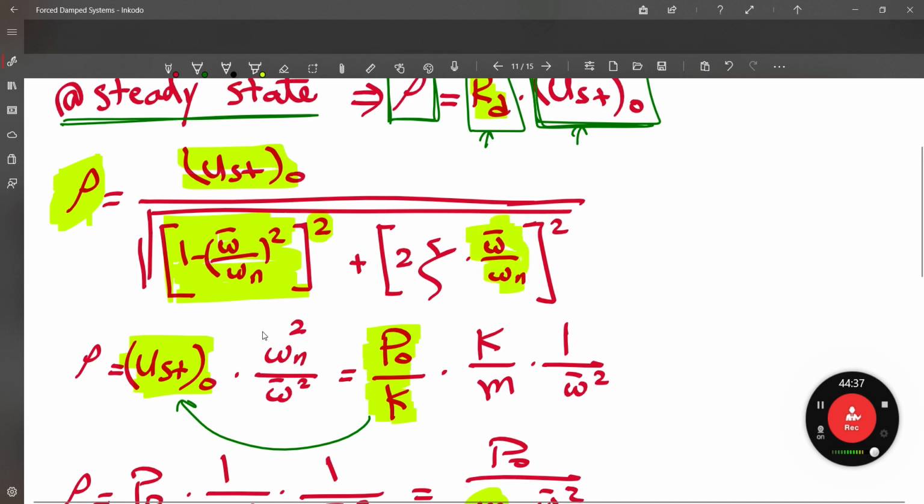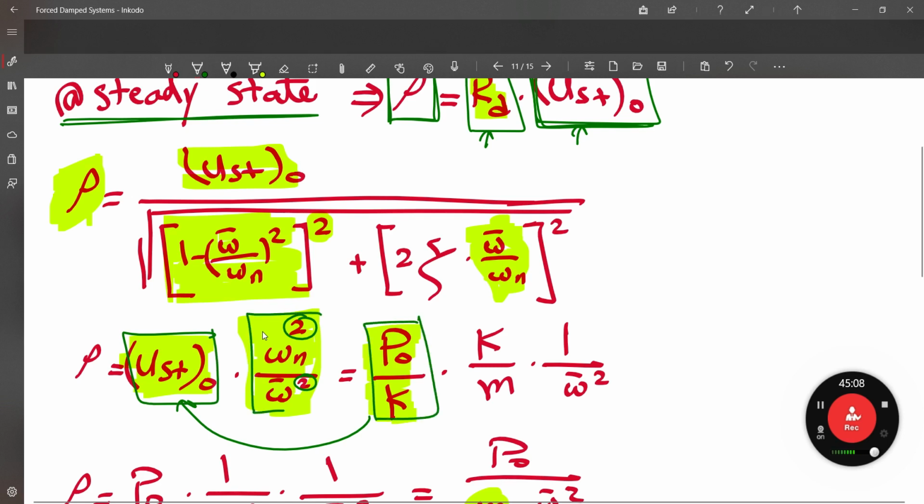This term is going to be only the ratio. Here it is raised to the power 2. So we are going to claim that rho equals U static node times this term, which is the reciprocal of omega bar over omega n. It will be omega n over omega bar, both raised to the power 2. Okay, both raised to the power 2. And here, u static node equals p node over k.